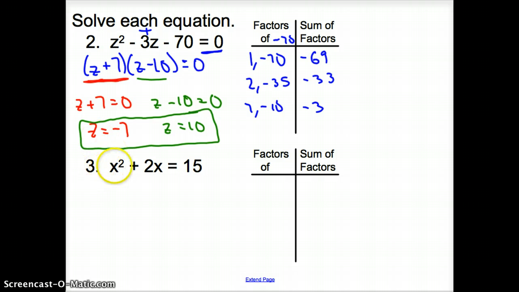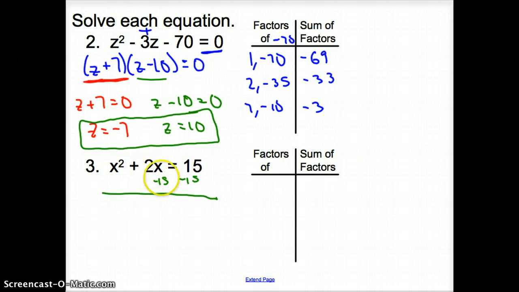Now look at number 3. Here we have x squared plus 2x equals 15. We are still solving for x, but notice what it equals. It does not equal 0. We have to get these equations, what we are solving, to equaling 0. Whenever you have an x squared in there, and an x, we have to get them to equal 0. Well, this does not equal 0, so what do we have to do? We have to subtract the 15 over to the other side, right?